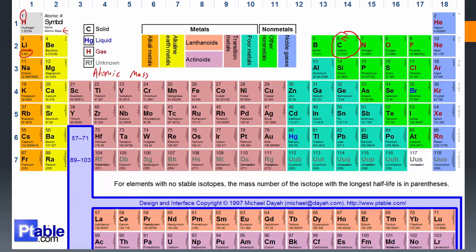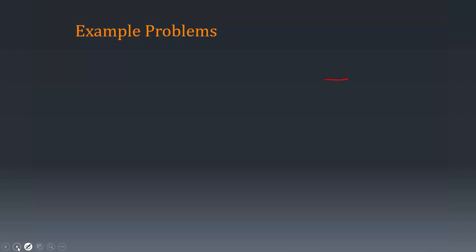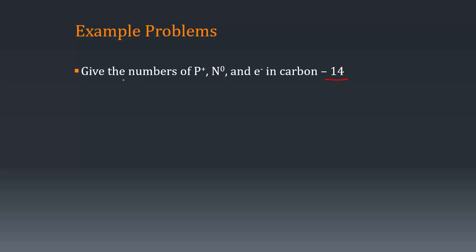It's got 6 protons, and because atoms are neutral, it also has 6 electrons. So the number of protons in carbon-14, well, there's 6 protons. Because there's 6 protons, there's also 6 electrons. Electrons is also equal to 6. 14, that's my mass number. Remember, mass number is equal to protons plus neutrons.